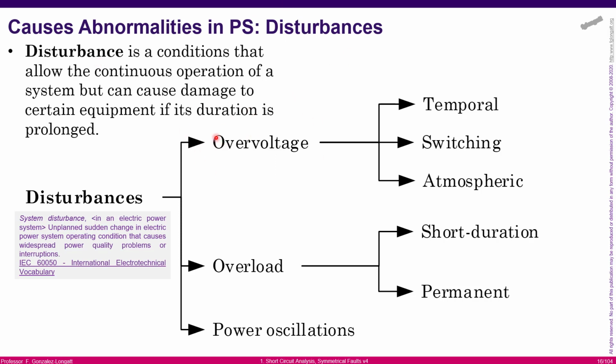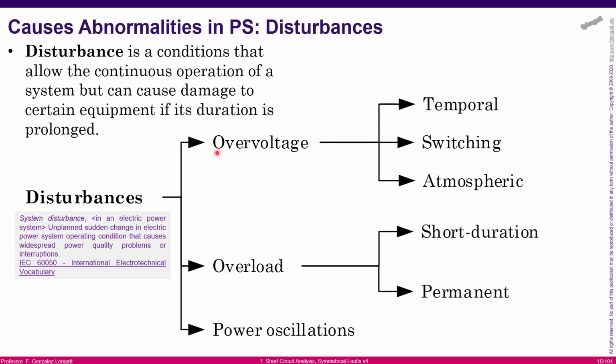Overvoltages, that is an abnormal voltage rise. Overload, that is when the current goes above the maximum current. In this case, the overload could be permanent or of short duration, okay? Short duration, for instance, an induction motor that is starting up, okay? And finally, we have something that we will cover later in power system analysis and power stability, and that is power oscillation, okay? I forgot to say overvoltages is a quite interesting topic.